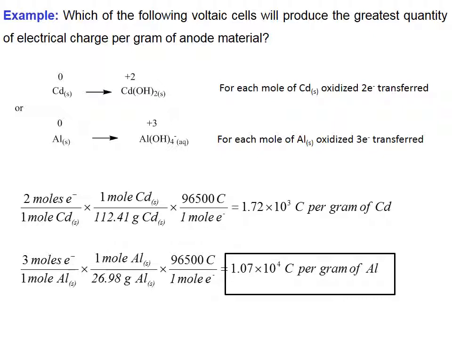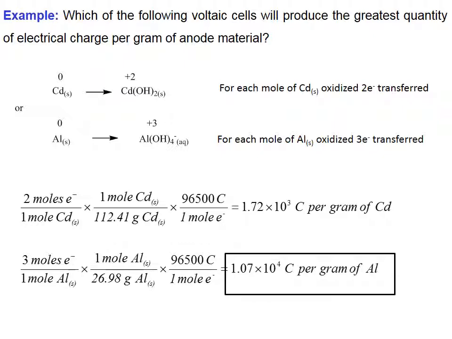That would be 1 mole of cadmium divided by its molar mass. So it's this number of moles of cadmium. Now for every mole of cadmium oxidized, I'm going to get 2 electrons transferred. So I've got to multiply that by 2 to get my number of moles of electrons. Now I've got to multiply this by Faraday's constant to get my coulombs. This converts from moles of electrons to coulombs, and I've done the dimensional analysis here. So for every gram of cadmium oxidized, I'm going to get 1.72 times 10 to the 3 coulombs of charge transferred.